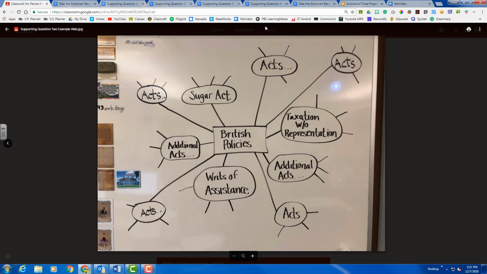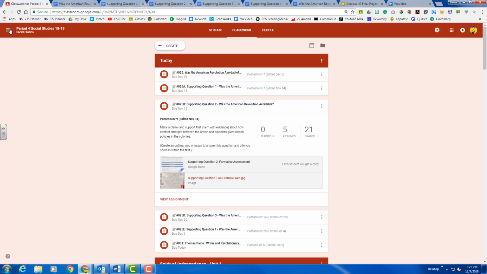and how all those things that the British did to the colonists, did it make the tensions worse with the colonists? So did the British make things worse? That all is what this section is about, how the British either did or did not make things worse for the colonists with all these different acts. And that's what you're going to be explaining to me there. Okay? So that's supporting question 2.